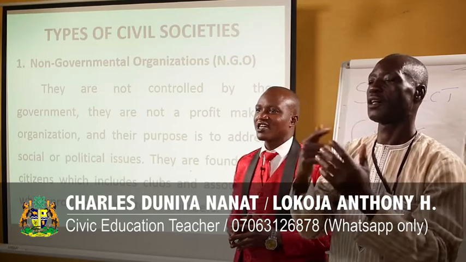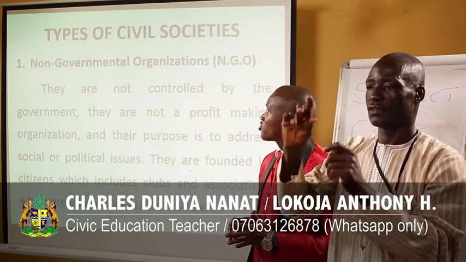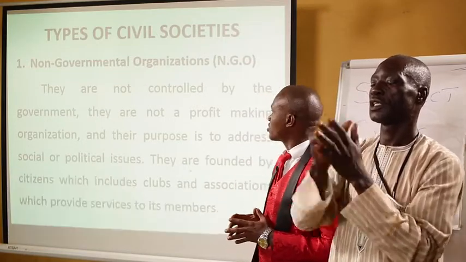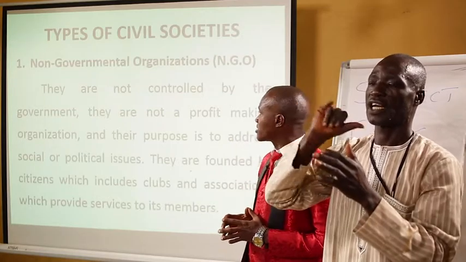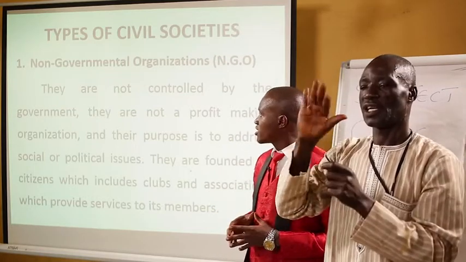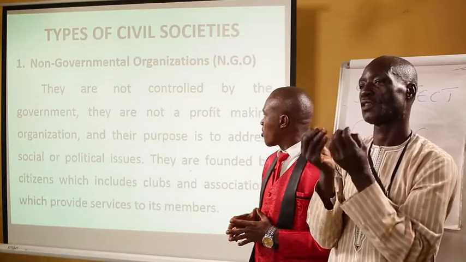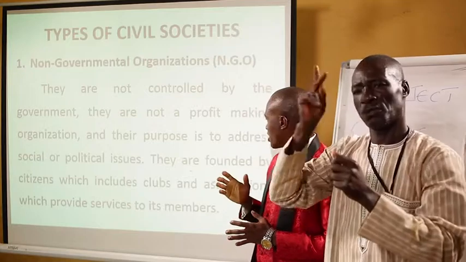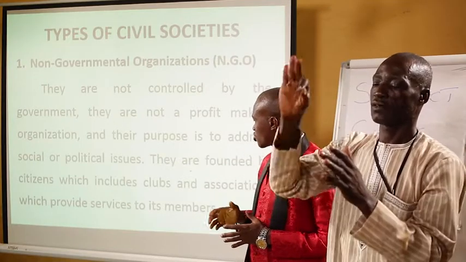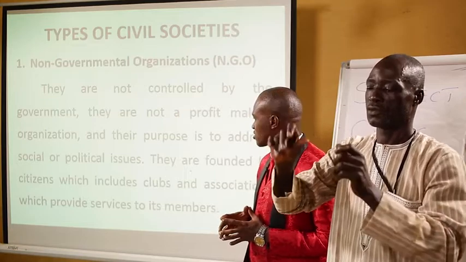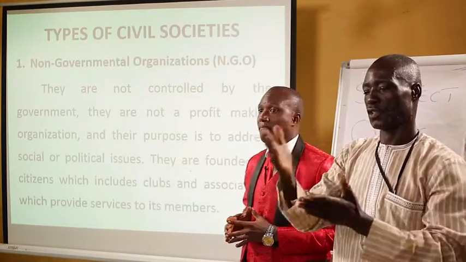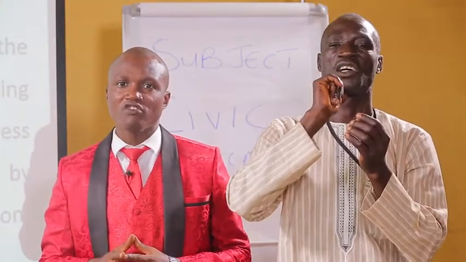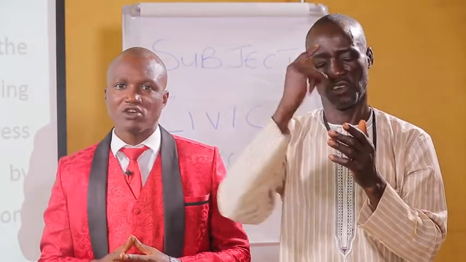Types of civil society. 1, we have non-governmental organizations known as NGO. They are not controlled by the government. They are not a profit-making organization, and their purpose is to address social or political issues. They are founded by citizens, which includes clubs and associations which provide services to its members. Non-governmental organizations are not owned by the government. They are not sponsored by the government.